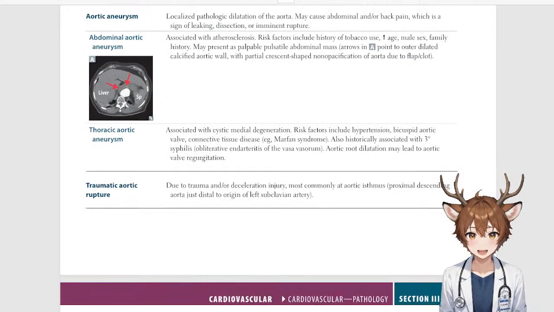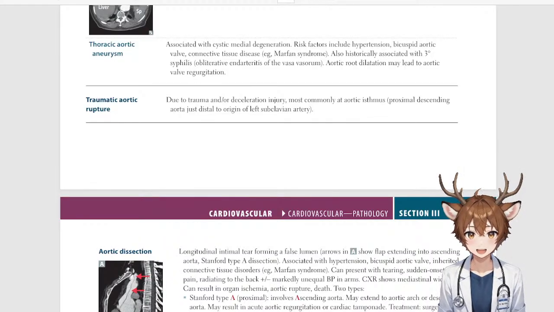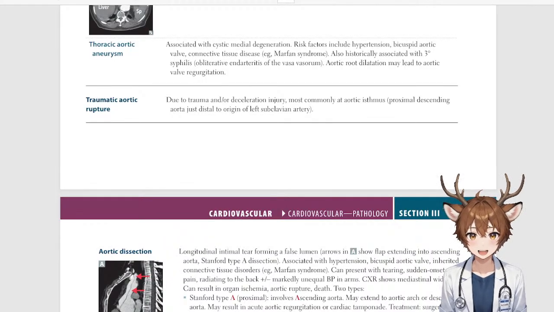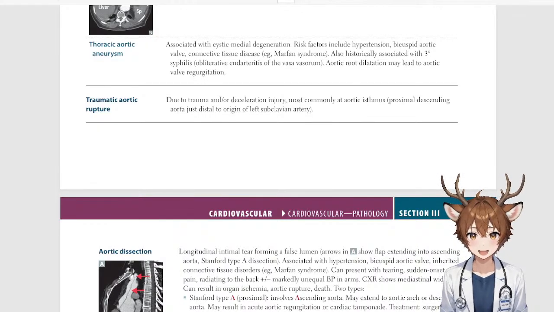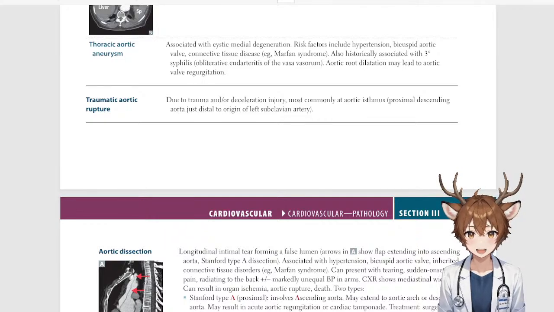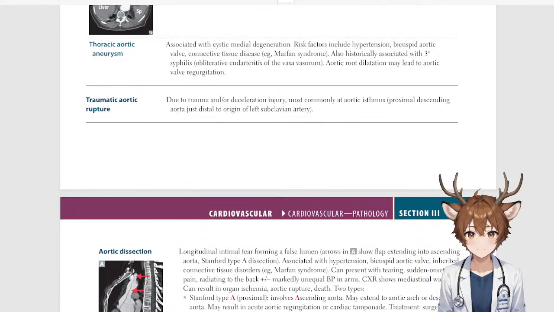Now on to traumatic aortic rupture. Due to trauma and/or deceleration injury, MVA or significant fall. So MVA, motor vehicle accident, I believe, right. Most commonly at the aortic isthmus, proximal descending aorta just distal to the origin of the left subclavian artery. X-ray may reveal widened mediastinum.